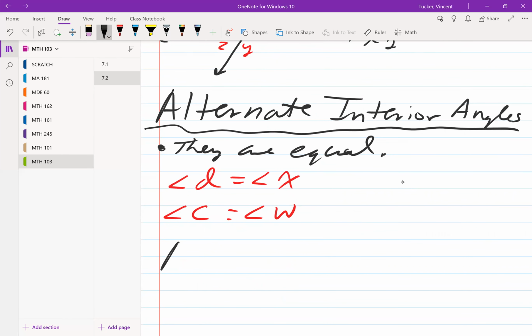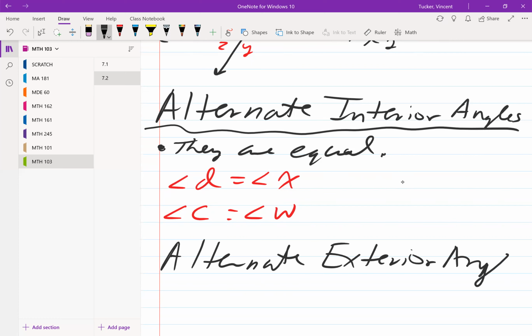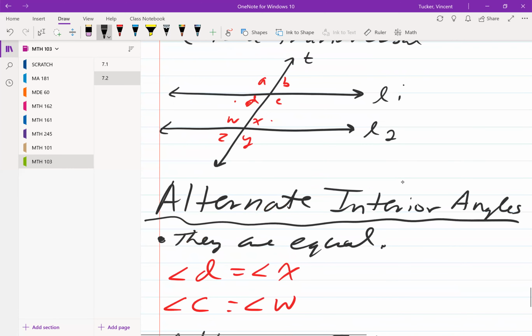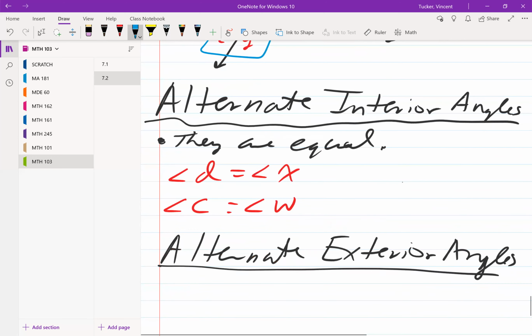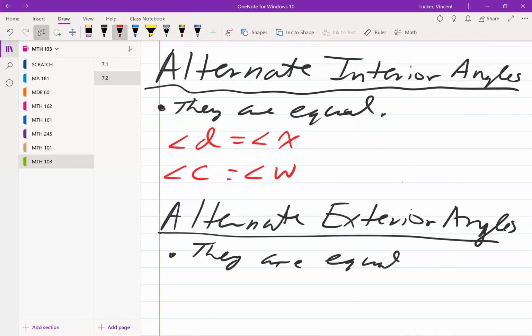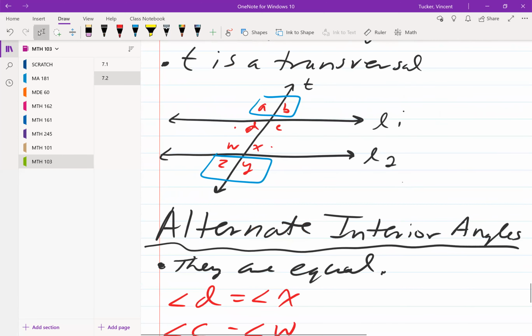All right. Next one, alternate exterior angles. So alternate exterior angles would be the angles on the outside, A, B, Z, Y. You're talking about alternate sides of your transversal. So there's going to be A and Y. And the reason why these are important is that they are equal. So angles A and Y, and then B and Z.